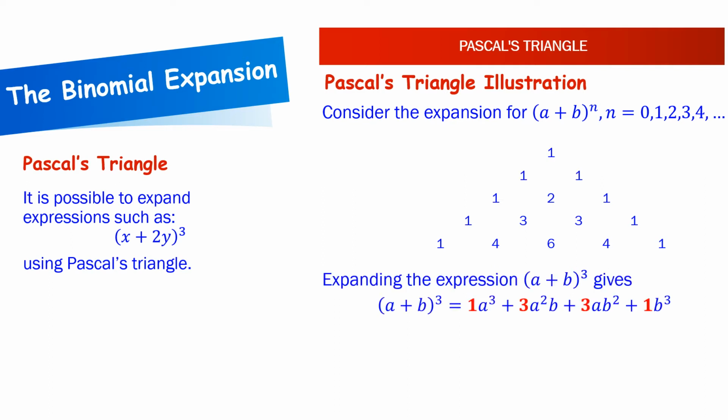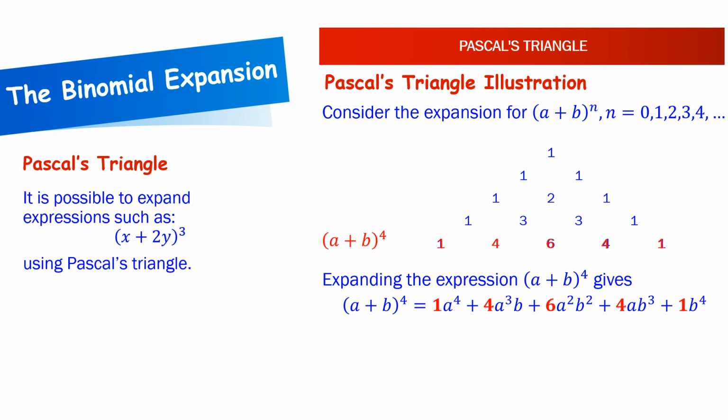And similarly, for a plus b all raised to the power 3, if we look in the fourth row, we have the values 1, 3, 3, and 1. And again, these correspond to the coefficients 1a cubed plus 3a squared b plus 3ab squared plus 1b cubed. And likewise for a plus b all raised to the power 4, the values in Pascal's triangle 1, 4, 6, 4, and 1 all correspond to the coefficients in the expansion, as you can see.